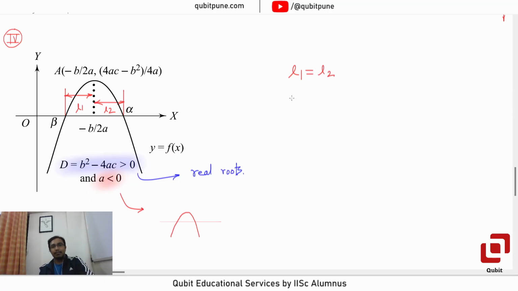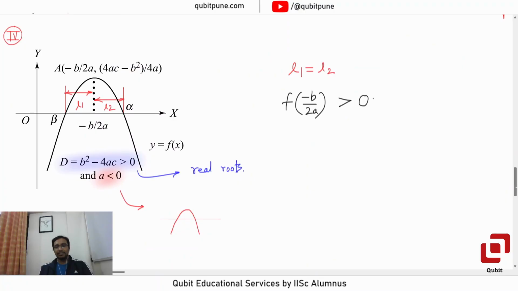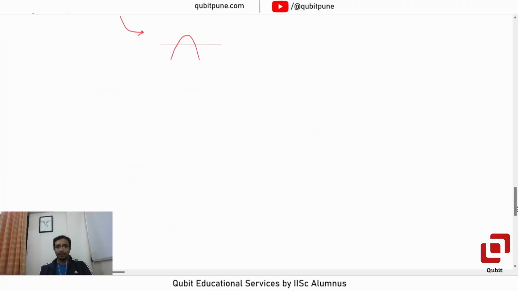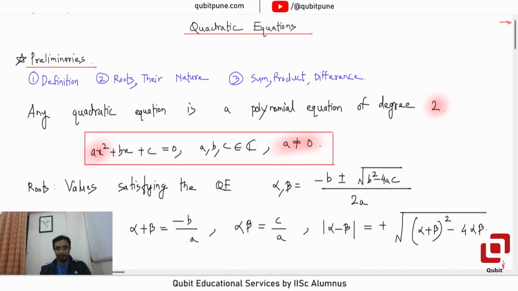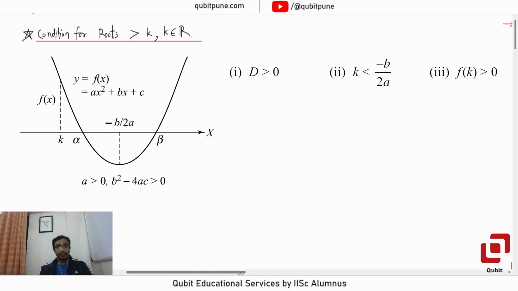And what can we say about the sign of f of negative b by 2a in this case? It will be positive. Do you follow this? In the previous case it was negative, obviously. Followed? Understood? Yes, sir. Okay.